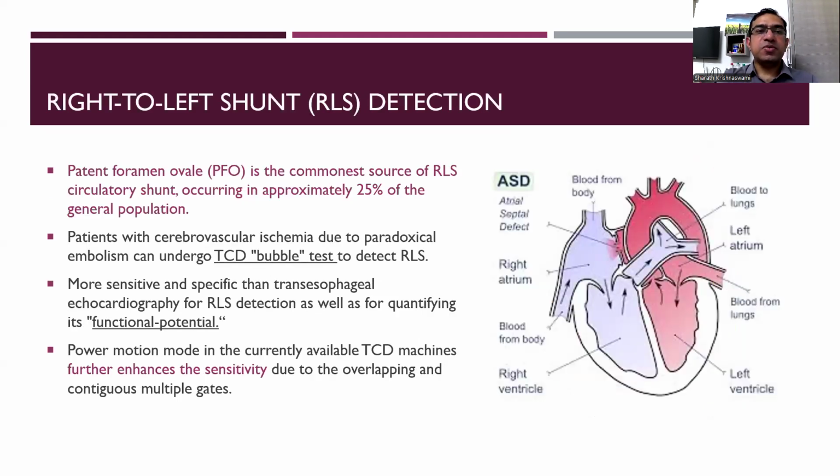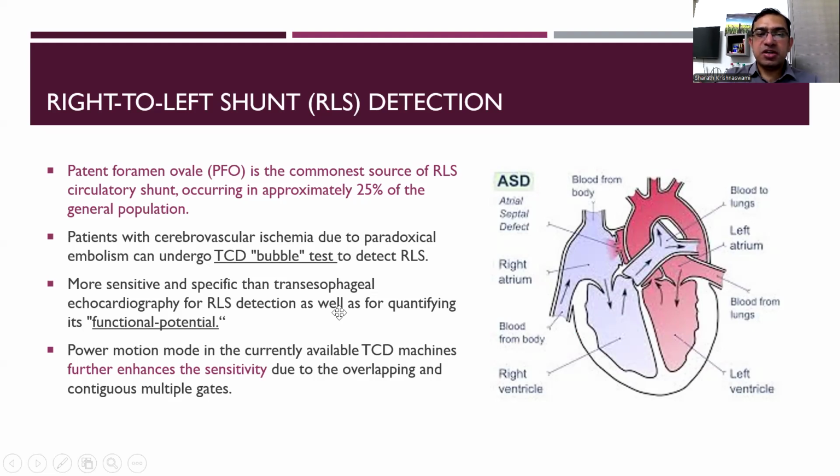Moving forward to the use in the right to left shunt. The patent foramen ovale is the commonest source of it, and it appears in 25% of the general population. These patients may develop cerebrovascular ischemia due to paradoxical embolism. And how do we detect whether the patient has a right to left shunt? We can use something known as a bubble test.